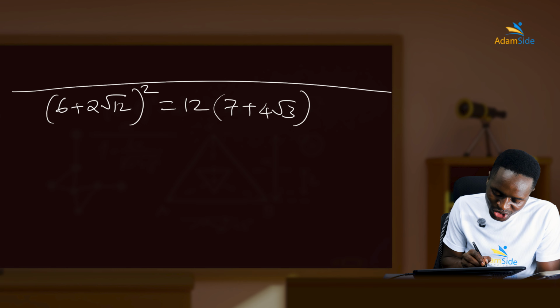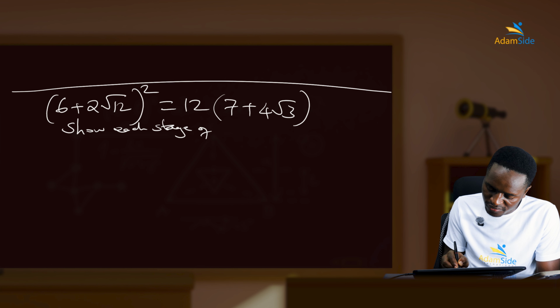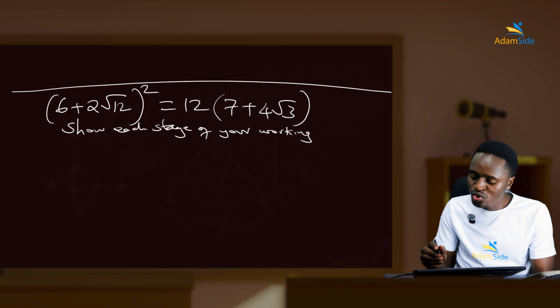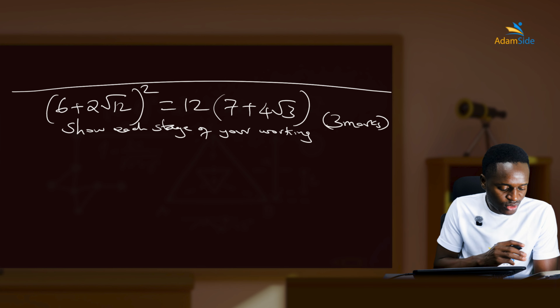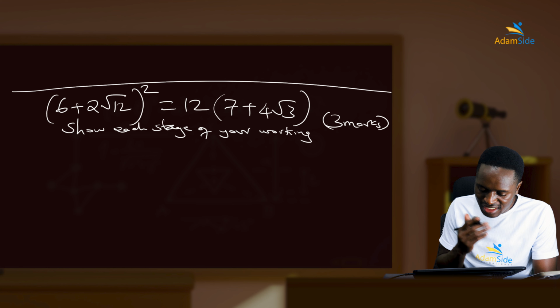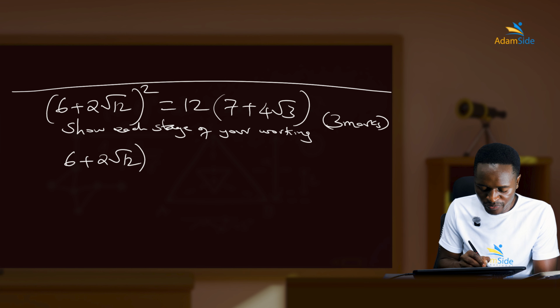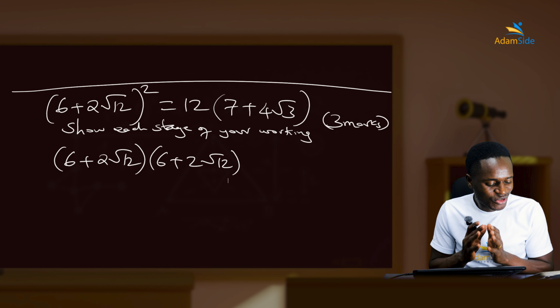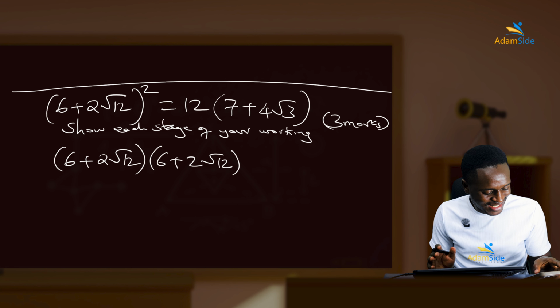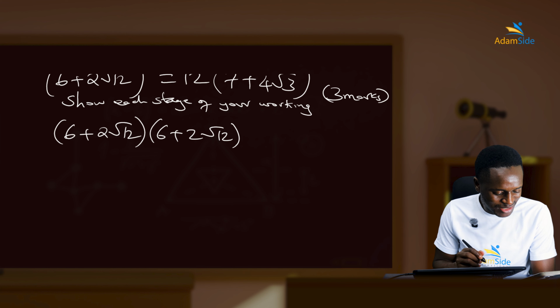So they are saying here, show each stage of your working. Remember this, you have to show each stage, and it's 3 marks. This is where students don't like it. They don't like math. You have to show all the steps in detail. So what do we do in that case? We just say 6 plus 2 root 12 times 6 plus 2 root 12. That's how you do it. Expand it.